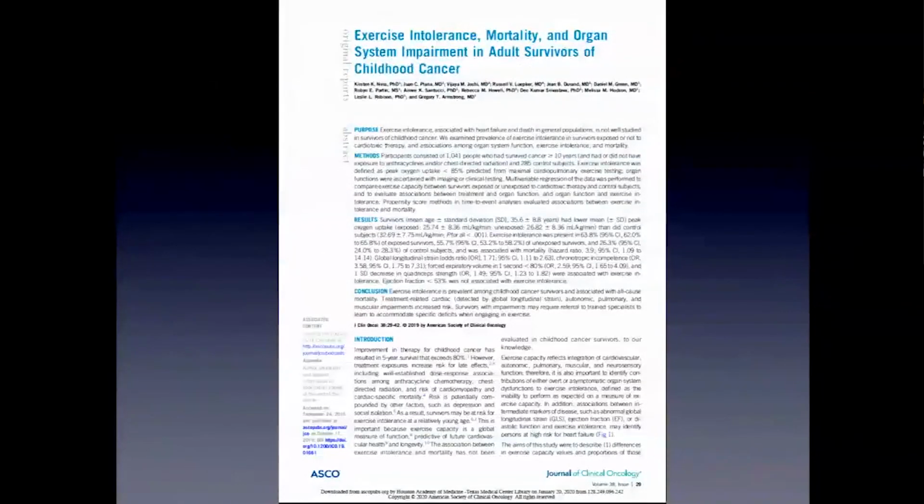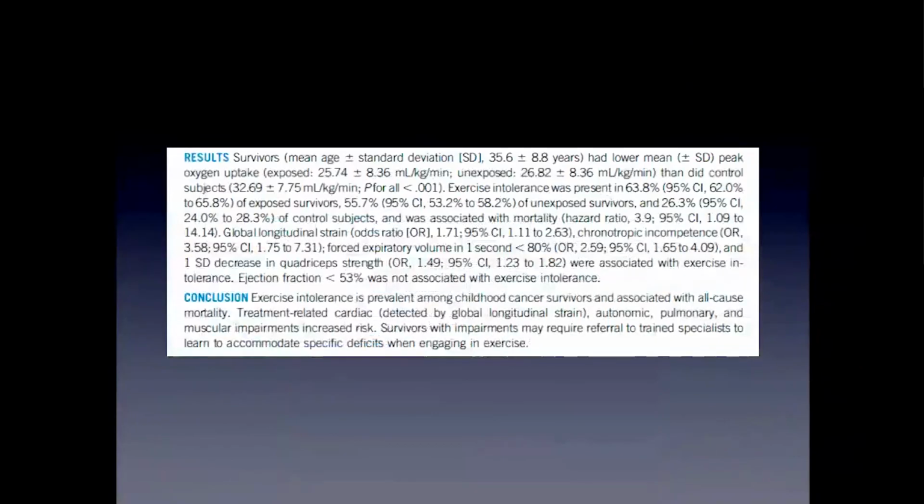Let me just finish up with this publication. This came out about 6 months ago in JCO. This is again with the partnership that we have with the group at St. Jude's. And a lot of the question right now is how is the survival of these patients once they have survived cancer? So it's pretty interesting to find out, as you can see over here, that 63% of these patients actually have exercise intolerance. This is versus 26% in the general population.